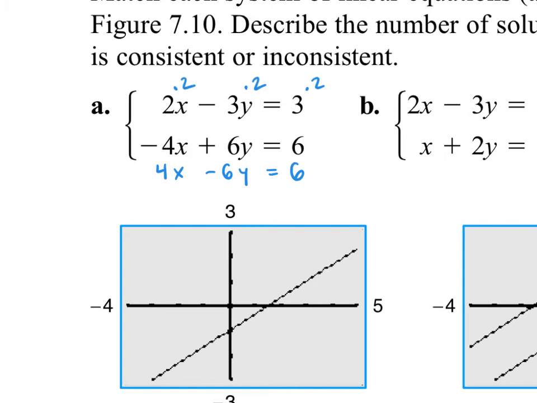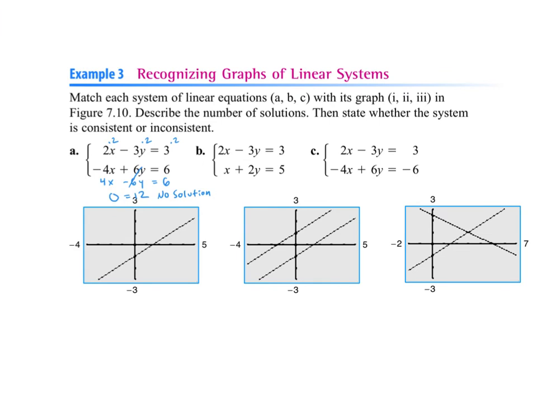Now that we see our y's are going to cancel, we can go ahead and combine our equations. So it's negative 4x plus 4x, 0. Our y's cancel. And what is 6 plus 6? 12. Does 0 equal 12? Nope. So what do you think our answer is here? No solution. So looking at our graphs, which graph does this go with? The middle one. It means our lines are parallel, they never touch because we have no solutions.